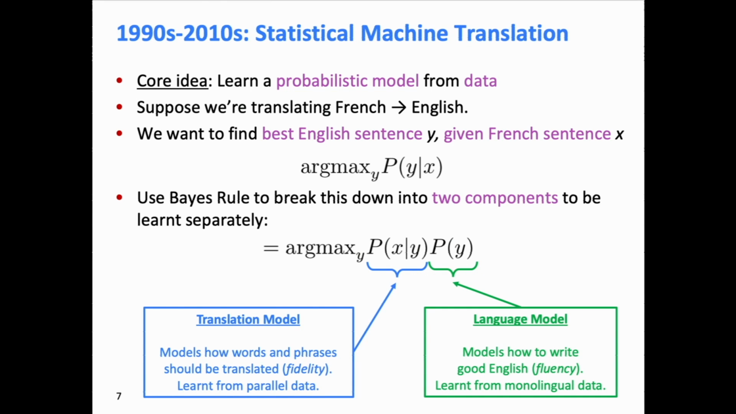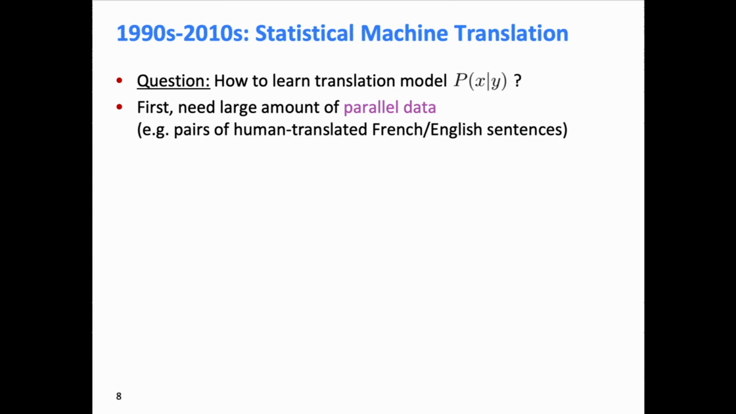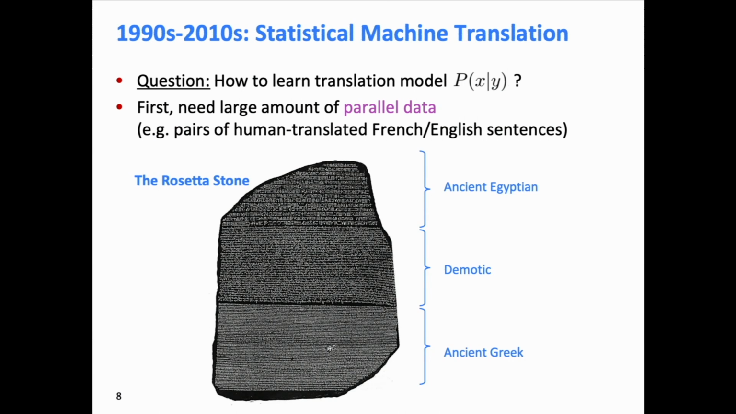So I'm going to tell you more about how we would learn this translation model that needs to be learned from parallel data. So we need a large amount of parallel data in order to learn this translation model. And an early example of a parallel corpus is the Rosetta Stone. So this is a stone that has the same text written in 3 different languages. And this is a hugely important artifact for the people who were trying to understand ancient Egyptian. So in the 19th century, scholars discovered this stone, and it helped them to figure out ancient Egyptian because there was this parallel text that had the same text in other languages that they did know. So this is a really important parallel corpus. And if you're ever in London, you can go to the British Museum and see this in person.